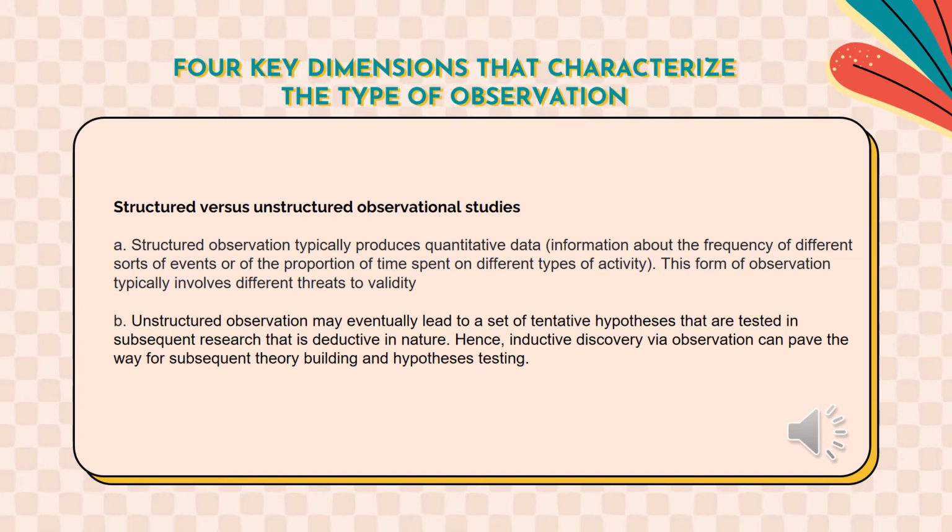Second one is unstructured observation. Unstructured observation may eventually lead to a set of tentative hypotheses that are tested in subsequent research that is deductive in nature. Hence, inductive discovery via observation can pave the way for subsequent theory building and hypothesis testing. In general, the observer monitors all the aspects of the phenomenon that seem relevant to the problem at hand. For example, observing children playing with new toys.